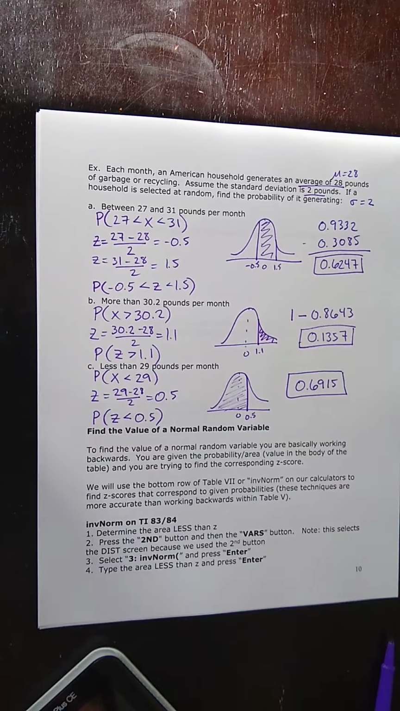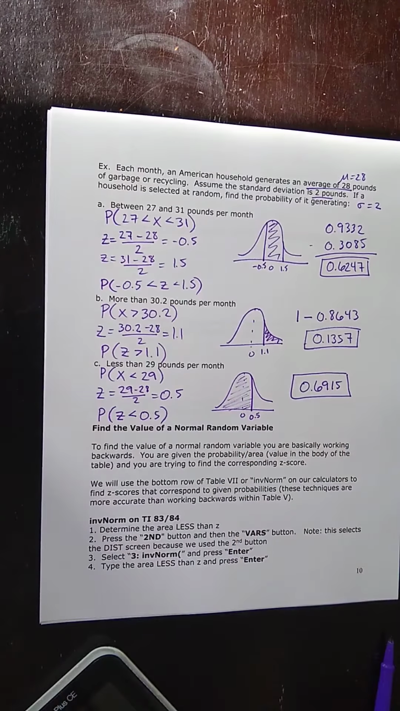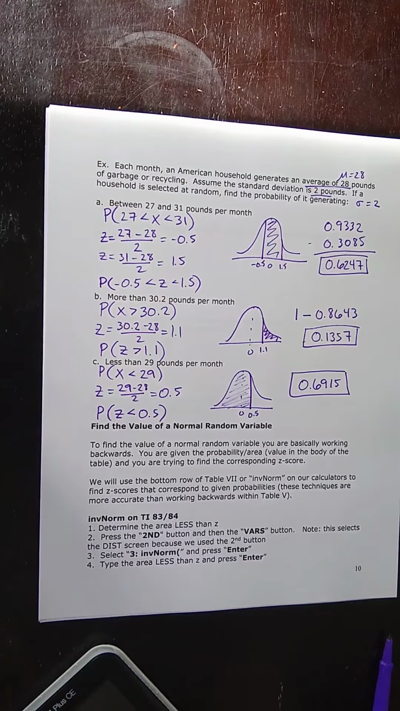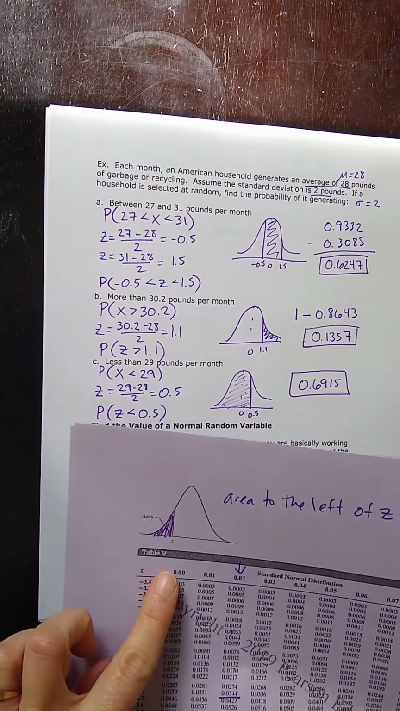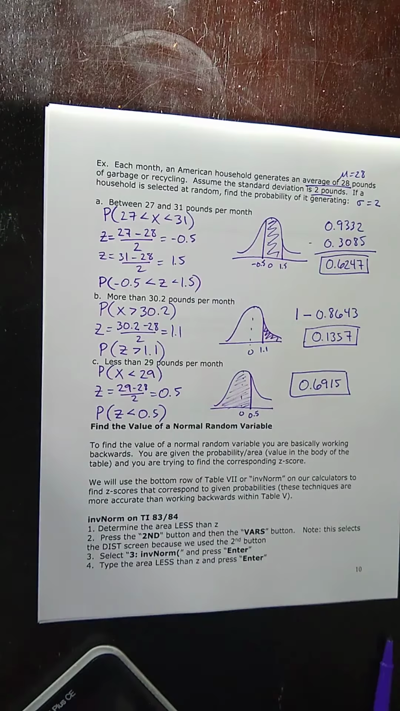So they're going to give us the probability, which is the area of the shaded region, and they want us to find the z-score. The way we can do this in the calculator is by using the inverse norm feature. We can also use table 7. So that's table 5 we were working with. If we flip further, we should also have table 7.